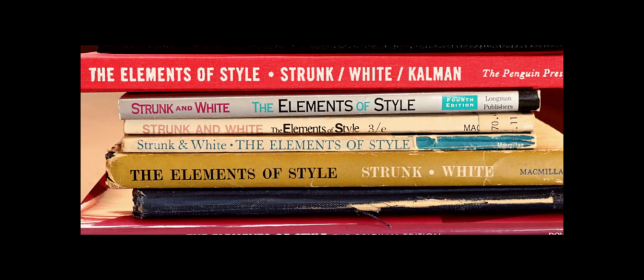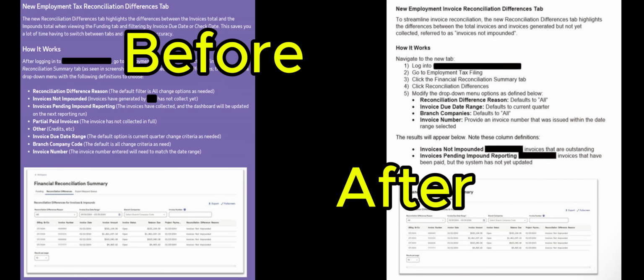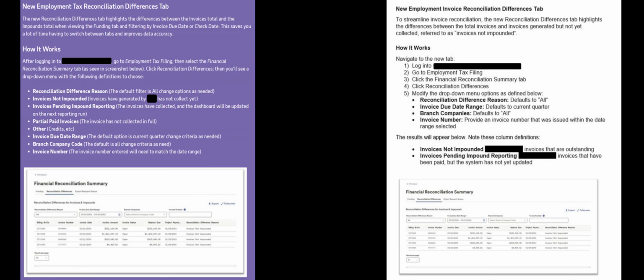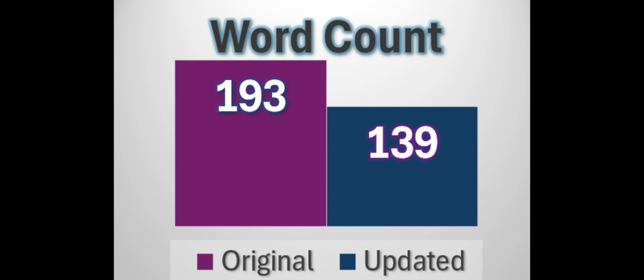One last thing I'd like to mention is word count. I'm a big fan of the Elements of Style by Strunk and White, which calls for clear and concise wording. Here are the original and final versions side by side. My edits cut unnecessary words for a cleaner, shorter result. At first glance, these documents look to be about the same length. However, the original has 193 words and the final version has 139 words. So 54 fewer words, a 28% decrease. Not bad for such a short article.